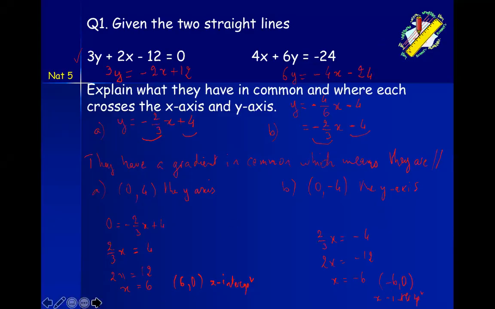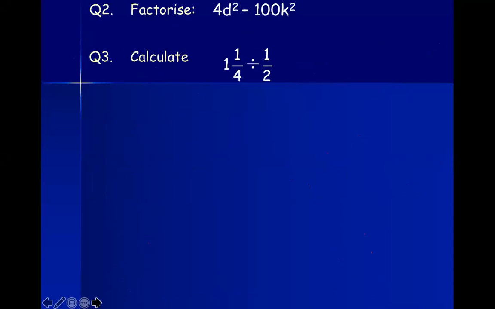So let's look at starter question. Was it starter question number 2 and 3? Yeah. So starter question number 2. So we were asked to factorize, yeah? Yeah. So if you can shout what the factorize is, because I can't see it. 3d squared plus 10d... was it 4d squared minus 100k squared? A square, yeah.